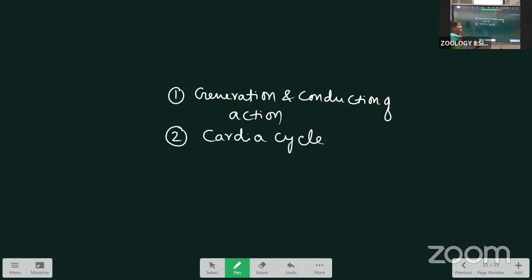Next, the third one after the cardiac cycle is the cardiac output. What about the cardiac output? How much blood comes out from the heart, that we call the cardiac output. The formula is stroke volume into number of heartbeats per minute, called the cardiac output. Next is the double circulation.